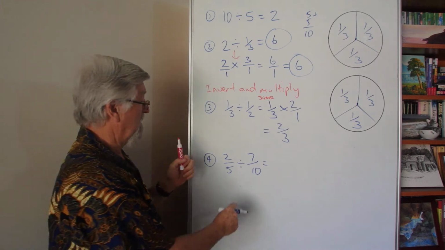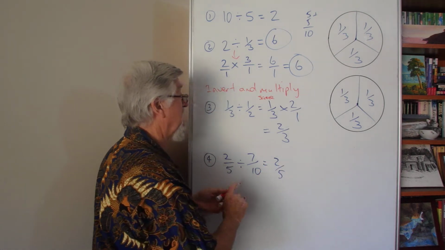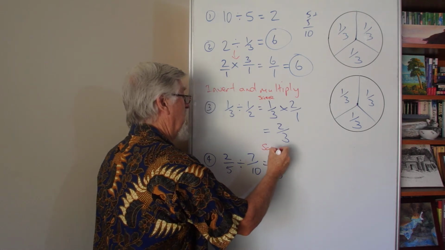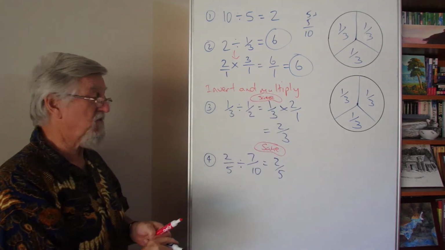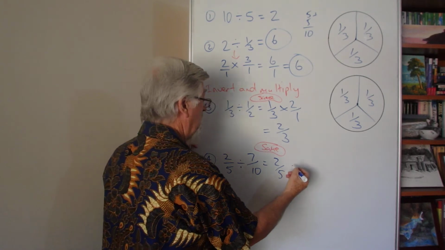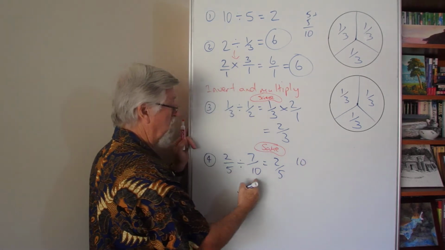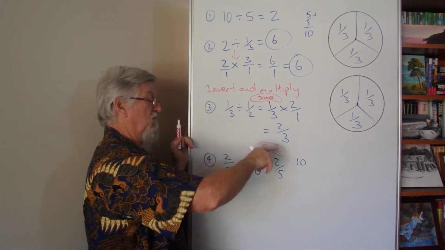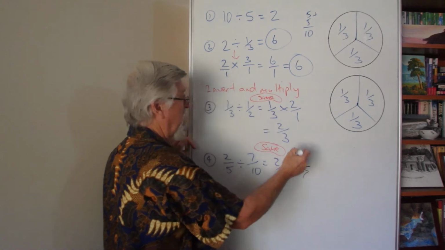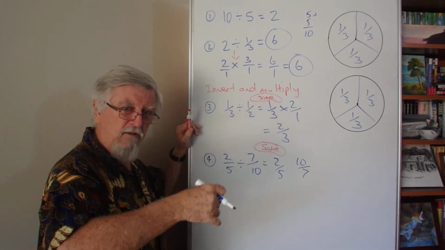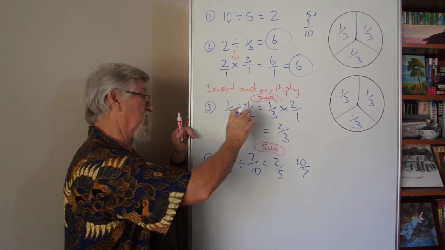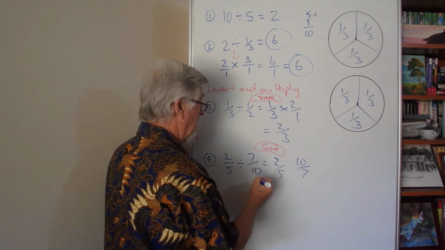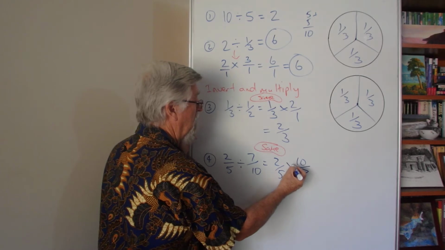One more. So the 2/5 stays the same. So you've got to keep remembering it's the front one that stays the same. It's the second one that we turn upside down. So invert, the 10 goes onto the top and the 7 goes onto the bottom. So when we say invert, we're talking about turn it upside down. So I put the numerator on the denominator and the denominator on the numerator. Bit confusing. Then we write the divide as a times.